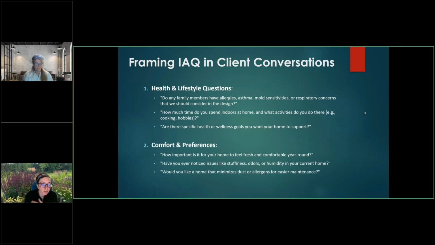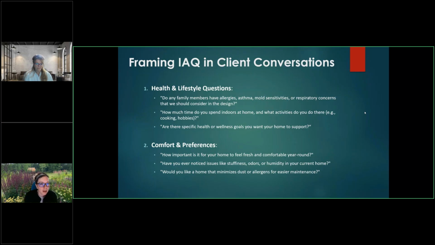Then frame it with the comfort, right? How important is it for you to feel like you have fresh air in the house? Have you ever noticed issues like, is it stuffy? Does it have odors? We will talk to our clients about how much they cook, right? So if you notice that it still smells like what you cooked for dinner the following day, those are questions that we want to have.